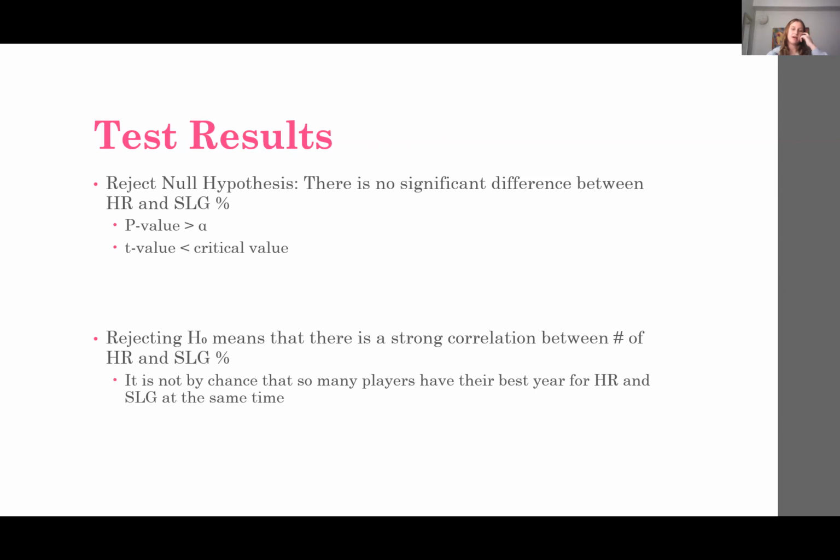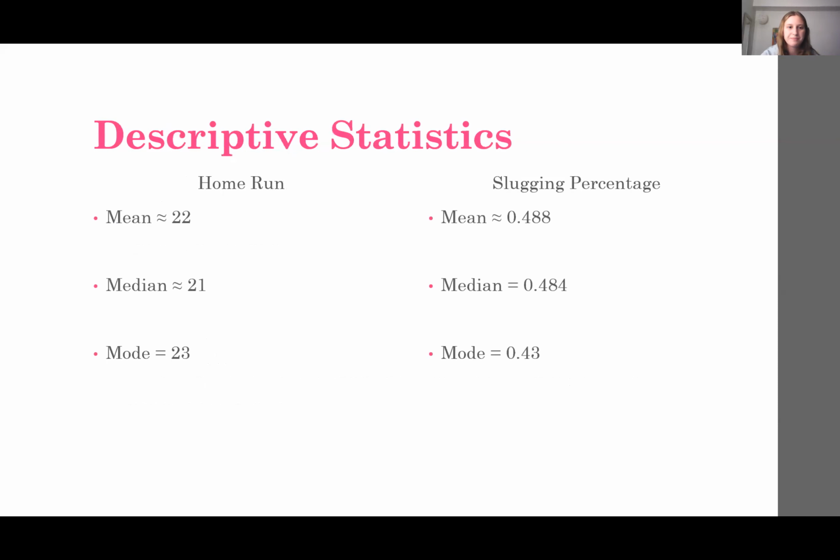And then thinking about it logistically, a home run is a highly successful hit, and it is multiplied by 4 in the calculation to calculate the slugging percentage. So the more home runs that a player hits in a year, it makes sense that their slugging percentage would be higher. So the correlation does make sense.